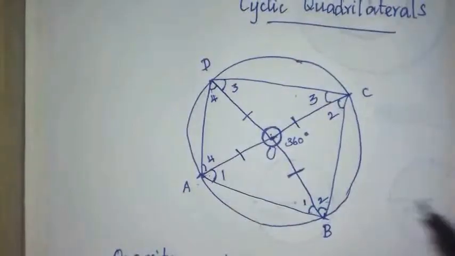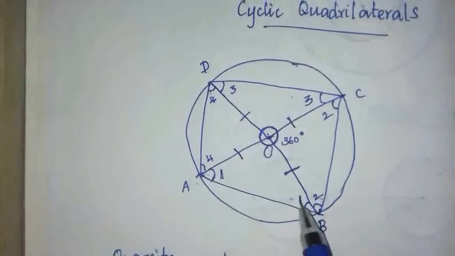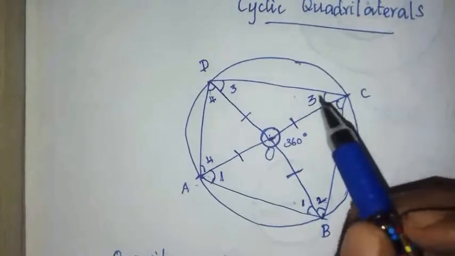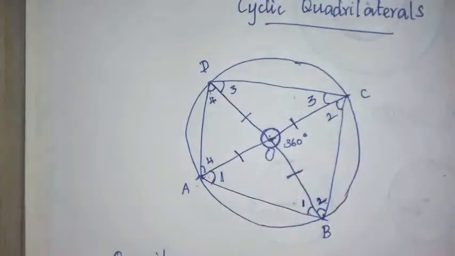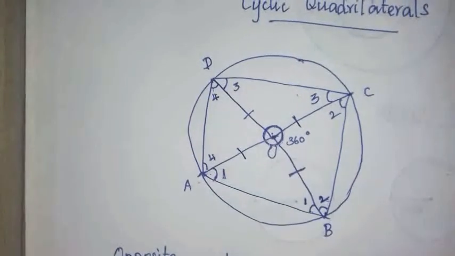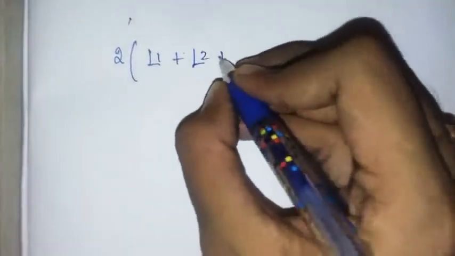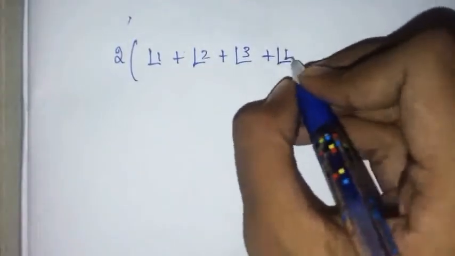Now from the figure, let me write all the angles. First, what angles are given? See the diagram. Here, angle 1 is repeated twice, angle 2 is given 2 times, 3 is given 2 times and 4 is given 2 times. And the central angle is 360 degrees. This one we are going to write on the left hand side. How will we write that? 2 into angle 1 plus angle 2 plus angle 3 plus angle 4.